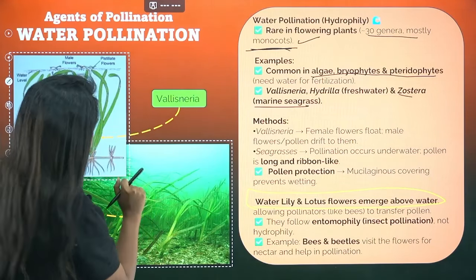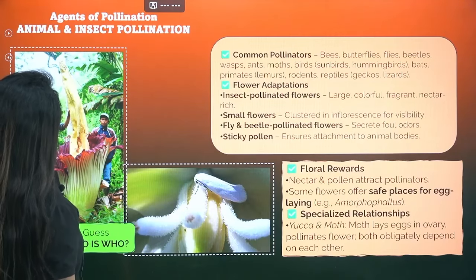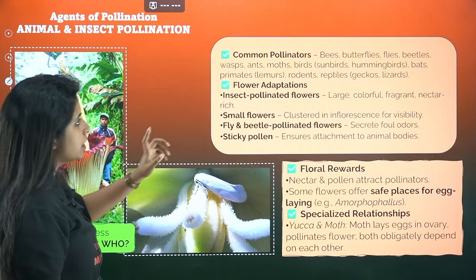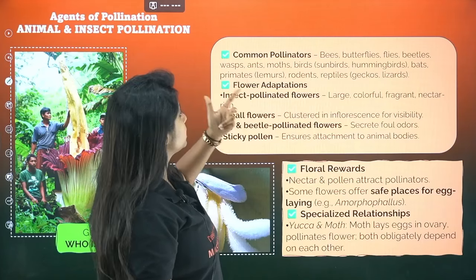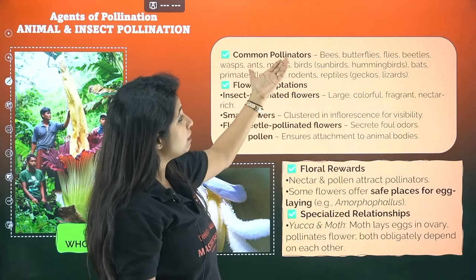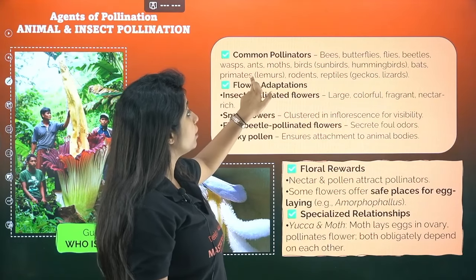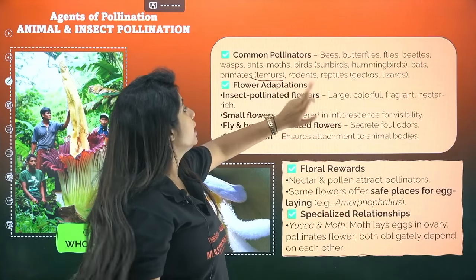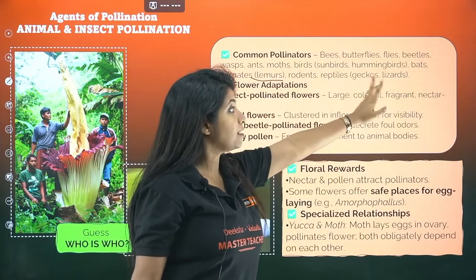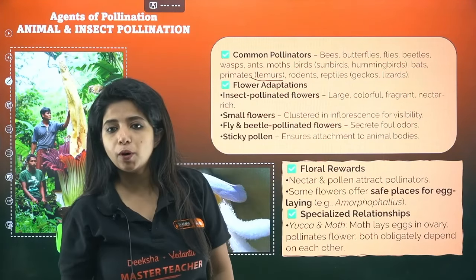Okay? Done. Now you have insect pollination, animal or insect pollination. So animals can be bees, butterflies, flies, wasps, ants, moths, birds, bats, primates such as lemur. Lemur is also a pollinator, remember. And rodents, reptiles such as geckos, lizards, they are all, my dear children, pollinators.